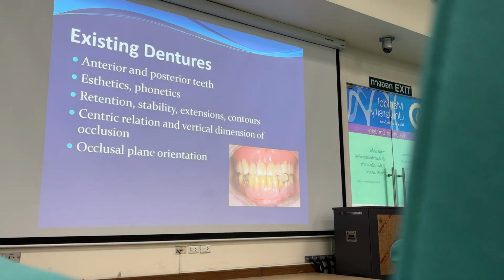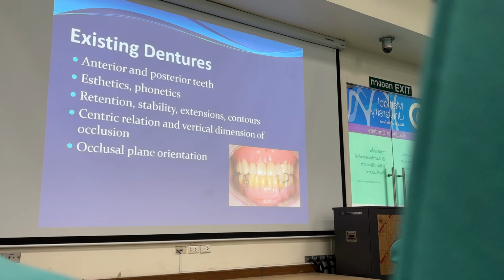Aesthetics, anterior and posterior teeth, aesthetic, phonetics, retention, stability, contour, occlusion and vertical dimension of occlusion, and also the occlusal plane orientation. You have to see this, because this case has remaining teeth that are sometimes involved in the occlusal plane and in the aesthetics too. When you do the curvature, sometimes we can make the right position for aesthetic reasons too.